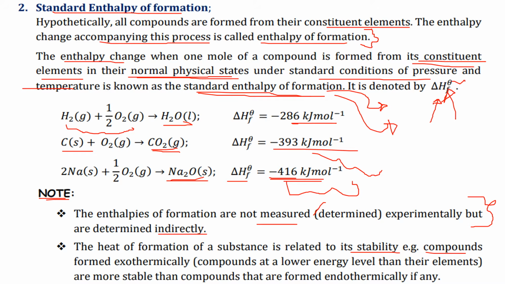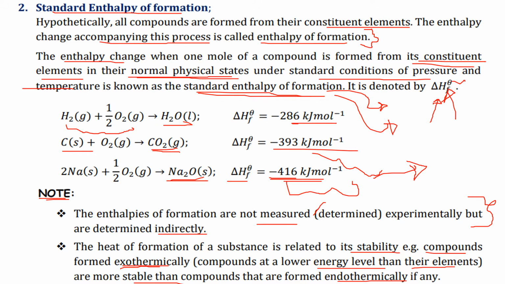For example, compounds formed exothermically, or if you calculate the enthalpy change or enthalpy of formation of any compound and you find that it's exothermic, or the energy value that you have got is negative, such compounds are at lower energy levels than their elements, and therefore they are more stable than the compounds that are formed endothermically, if any is present. So if your final answer of enthalpy of formation is negative, that means such a compound is very stable and such a reaction is very feasible or very spontaneous. All those mean that such a reaction is very possible.